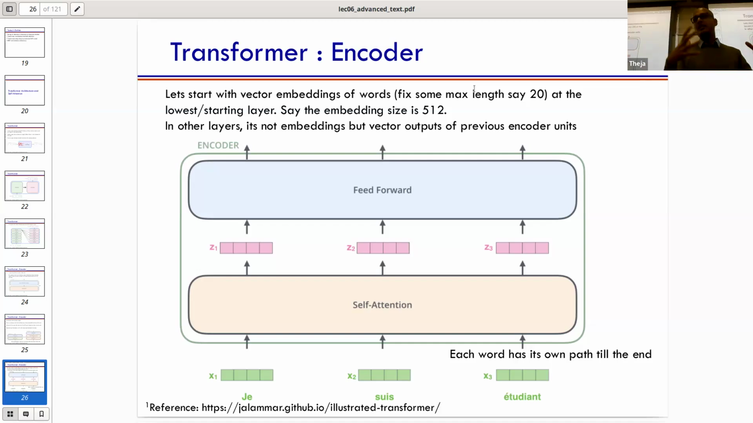And if the sentences are smaller, that's okay, because for the other positions, where there are no words, you can just say dummy words or no words, so basically zeros. You can work with zeros there.